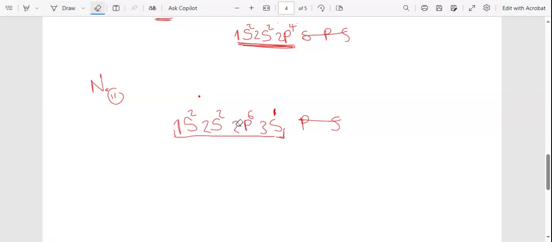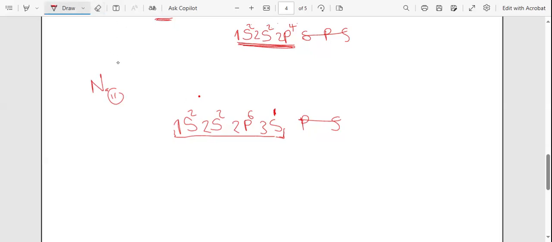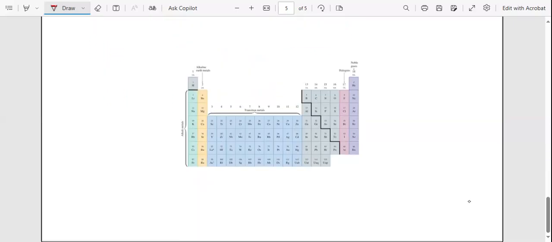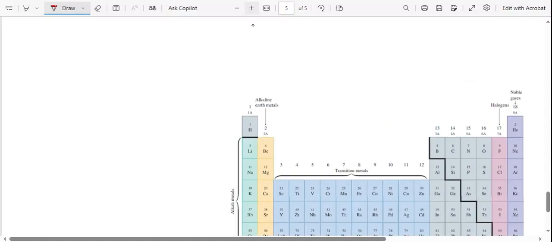So there are also exception cases such as chromium and also copper. These two will show how we handle exception cases. So we continue with copper. I will explain why it gives that configuration. Let us check the proton number for copper. What's the proton number for copper?